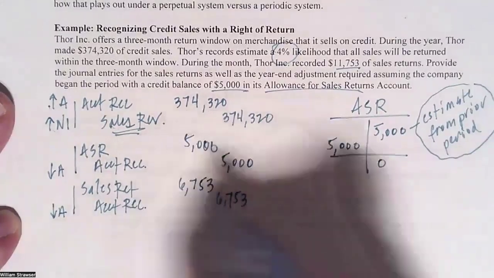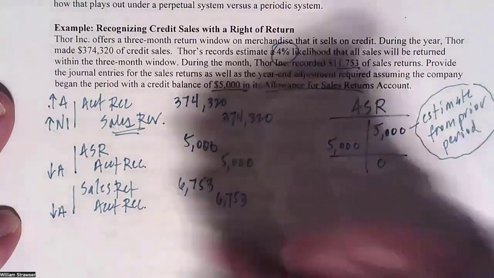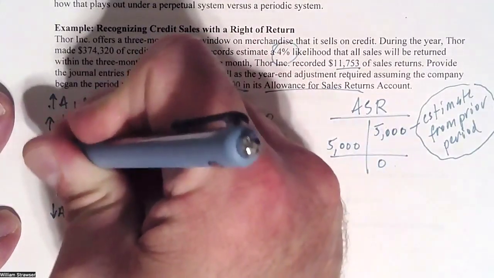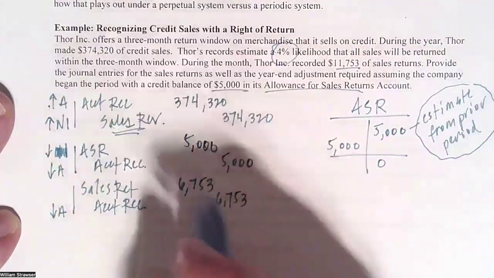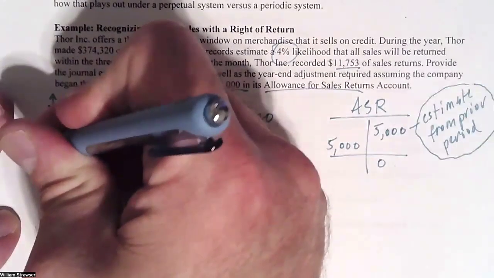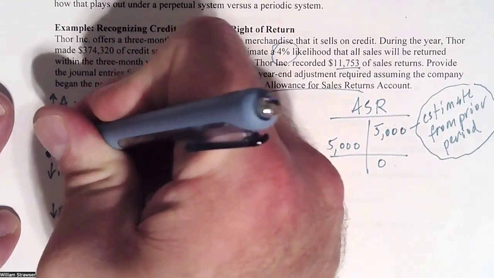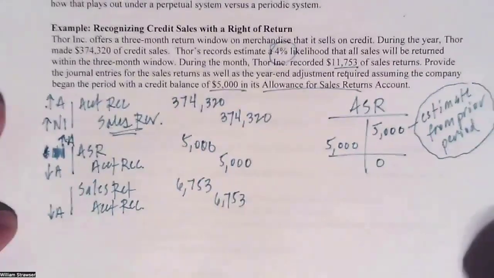Up here, when I'm debiting out the prior period sales, I'm reducing net income. I'm sorry, oops, not income. I jumped ahead of myself. Up here, when I'm doing that, I'm increasing my assets because I'm getting rid of my ASR.